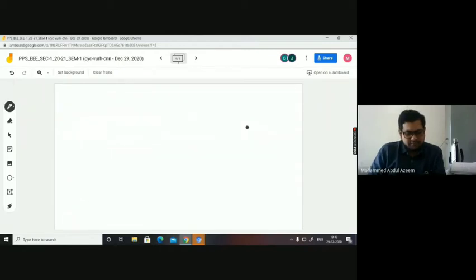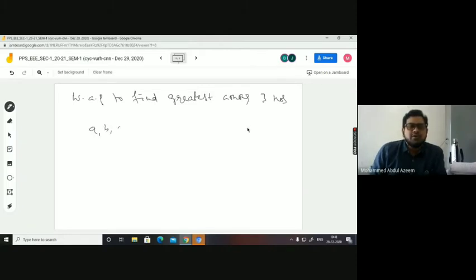Take another assignment here. Write a program to find greatest among 3 numbers. Okay. So you take 3 variables a, b, c. Here we need to include the logical operators as well, right?